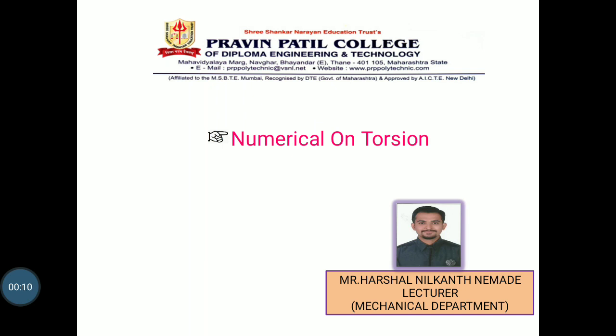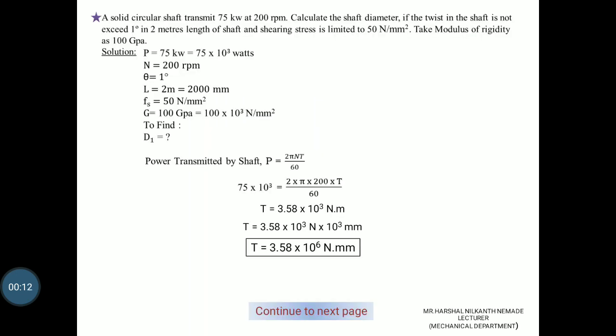Start with numerical on torsion. A solid circular shaft transmits 75 kW at 200 rpm. Calculate the shaft diameter if the twist in the shaft does not exceed 1 degree in 2 meter length of the shaft and shear stress is limited to 50 Newton per mm square. Take modulus of rigidity as 100 GPa (gigapascal).